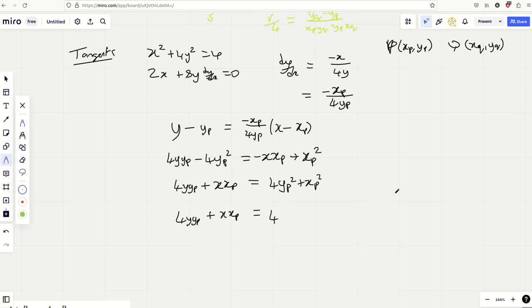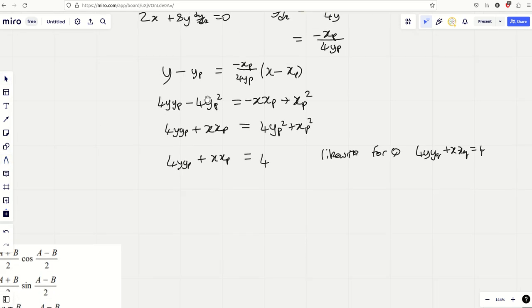Always look for shortcuts in your algebra. Likewise for Q. If you don't take the algebraic shortcuts, you tend to make errors, don't you? That's the way I see it. So for Q, it's just going to be exactly the same, but P's replaced with Q's. Oh, getting really sloppy there.